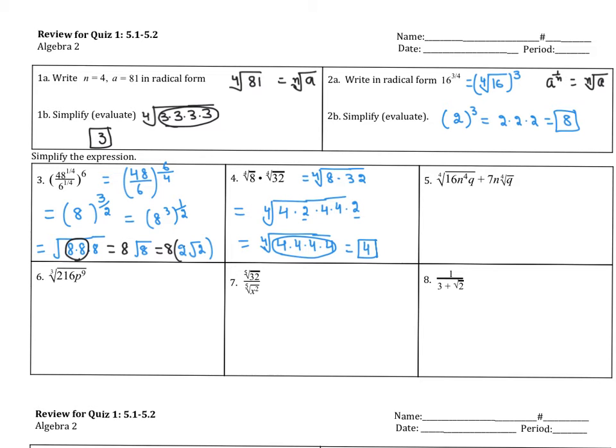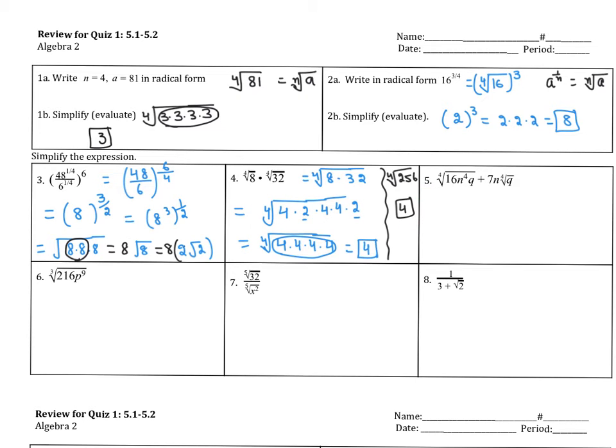You can also do this question by multiplying 8 times 32, and that's going to be 256. And the fourth root of 256 is 4. I got this from the list that we created, that the fourth root of 256 is going to be 4.